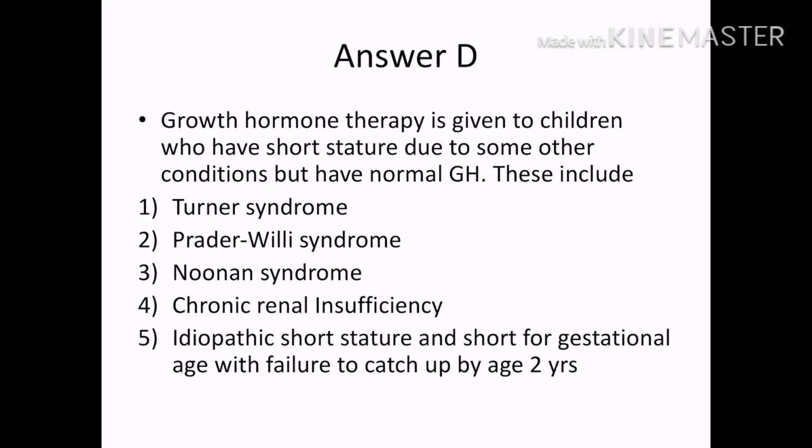Some congenital disorders lead to stunted growth, such as Turner syndrome, Prader-Willi syndrome, Noonan syndrome, in children with chronic renal insufficiency, and in children who have idiopathic short stature and they are short for gestational age with a failure to catch up to their peers by the age of 2 years. In all these conditions, the children have stunted growth and they benefit from growth hormone therapy, and thus growth hormone therapy is indicated for these conditions.